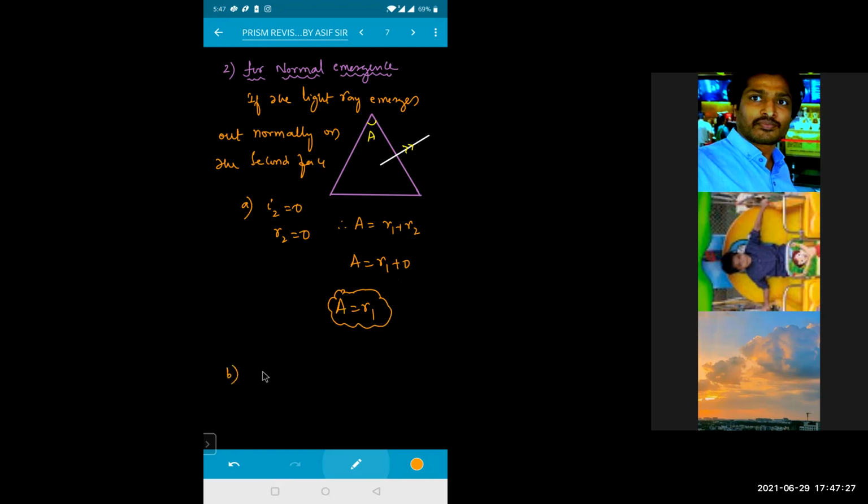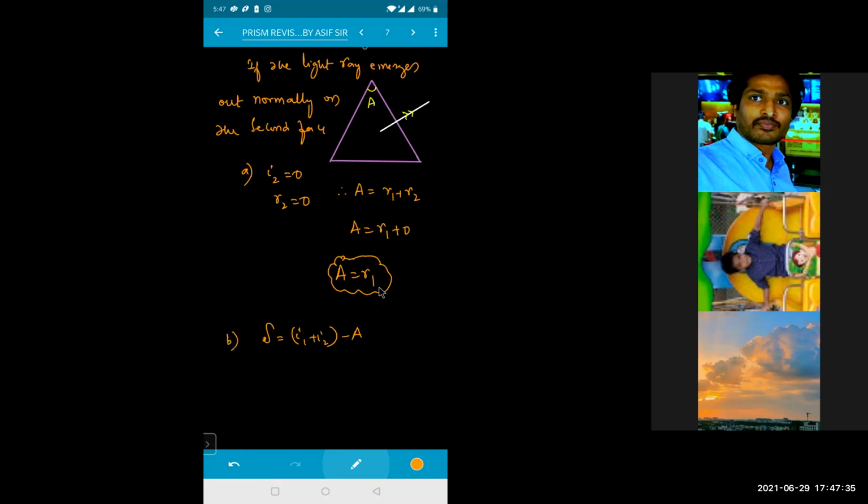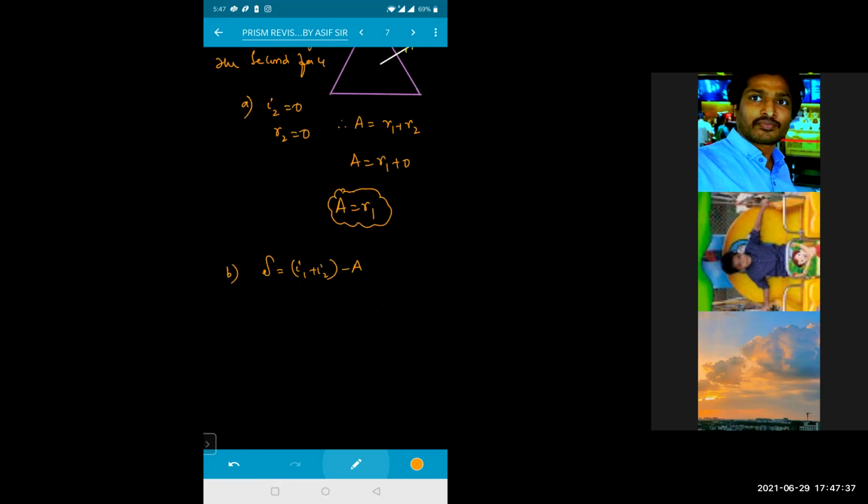Deviation d will be equal to I1 plus I2 minus A. This is the actual prism deviation formula. So now in this one, I2 is 0, so this one is nothing but I1, plus I2 value 0, minus A. That means I1 minus A. Now what is the value of A? R1. So deviation is equal to I1 minus R1.